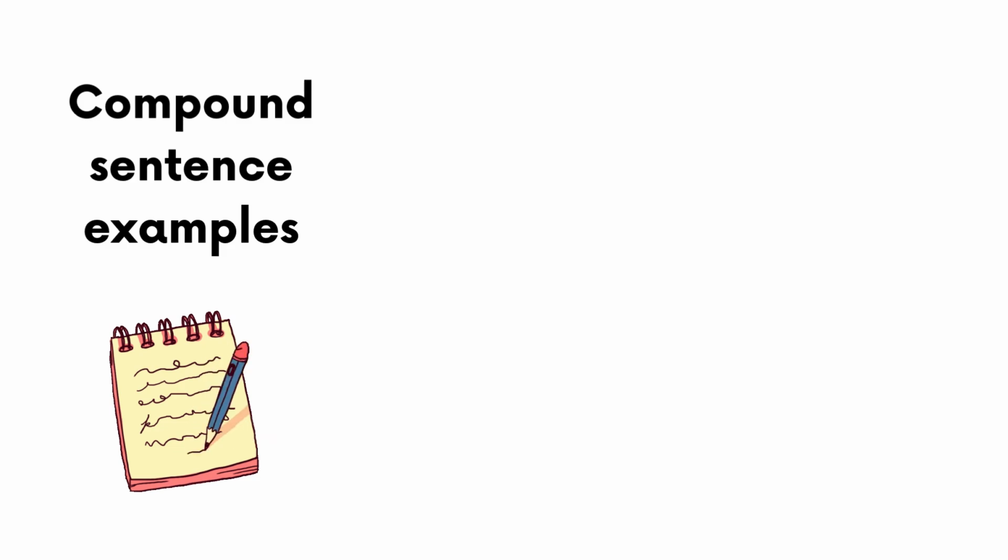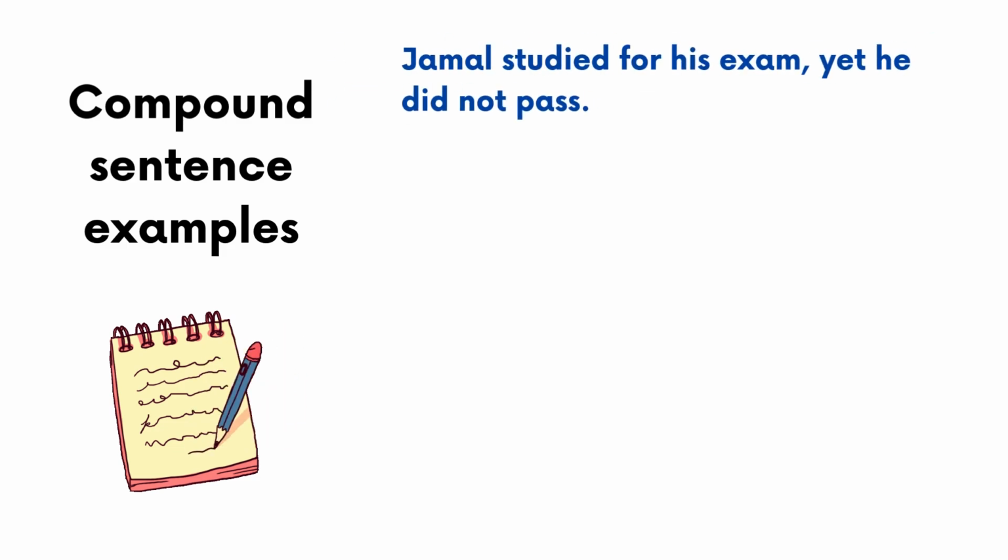Here are some examples of compound sentences. Jamal studied for his exam, yet he did not pass. The first clause is Jamal studied for his exam, and the second clause is he did not pass. 2 sentences that are joined together by the word yet.